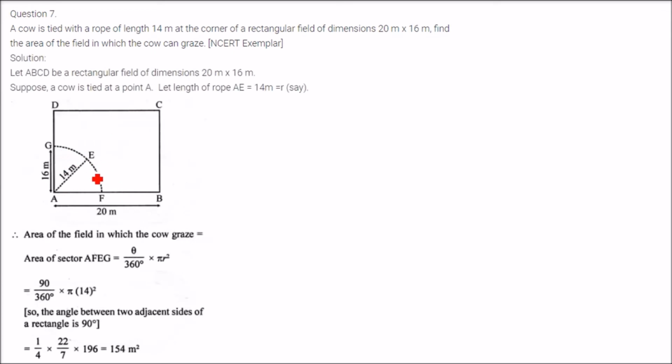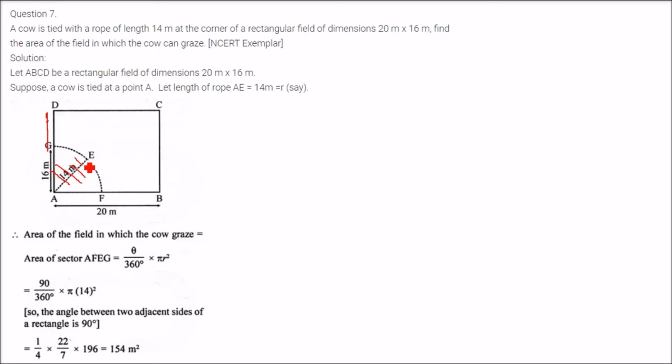A cow is tied. Here is a cow. It is tied with a rope. Again, same situation. When it is tied with rope, this is the only portion which the cow will be able to graze, at the corner of a rectangular field of dimensions 20 by 16. So this is 20 by 16, 16 is total. Find the area of the field in which the cow can graze.